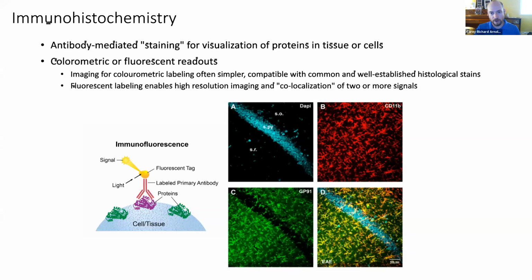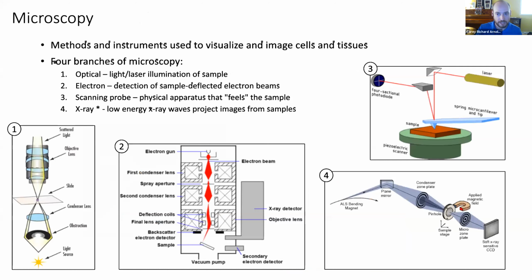So you can get all these images from tissues and whatnot, or you can create these tissues and the staining, but you have to image them in order to look at them. And so that's where the use of microscopy comes in. Microscopy is all of the methods and instruments we use to visualize images and image cells and tissues.